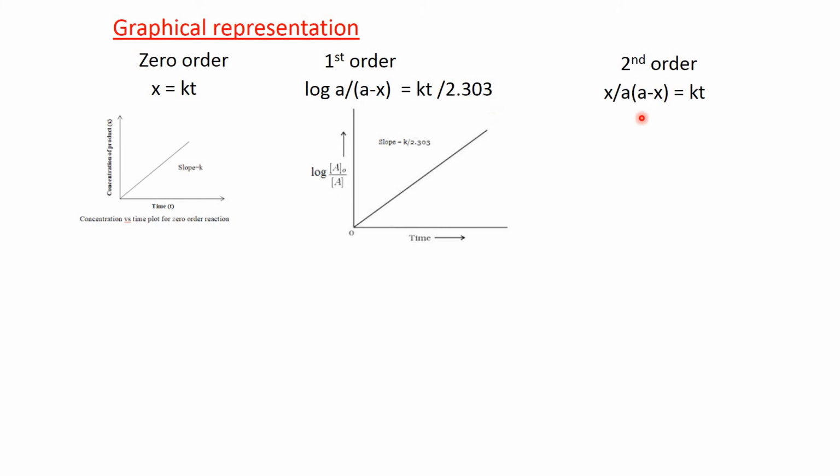Now, second order reaction is this one. Already you have seen the equation, where K is equal to X divided by A into A minus X into T. So if you take X divided by A into A minus X is equal to KT, then if you plot X divided by A into A minus X versus T, it will be a straight line passing through the origin. Slope will be equal to K.